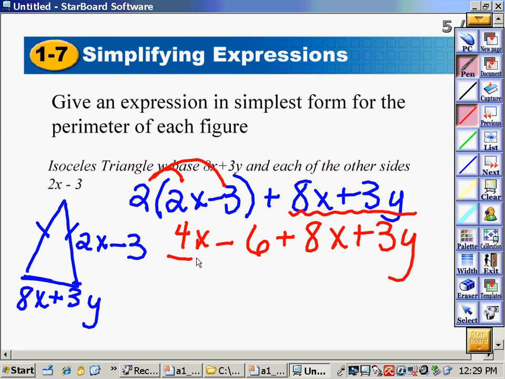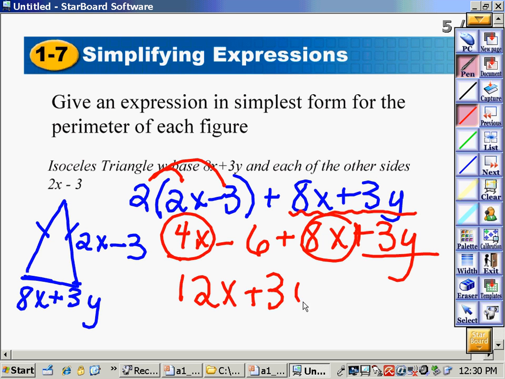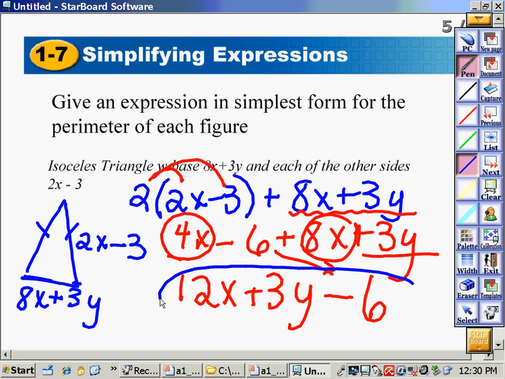Now I'm looking for common terms. I have a 4x, and in algebra we always start with the x's in alphabetical order. 4x and 8x is 12x. Next would come the y's. I only have one y, that's a 3y, so plus 3y, and then we always put the constant on the end, minus 6. So final answer, all the way simplified, 12x plus 3y minus 6.